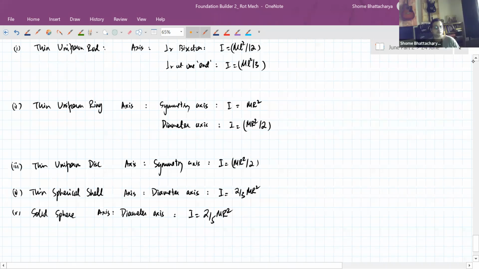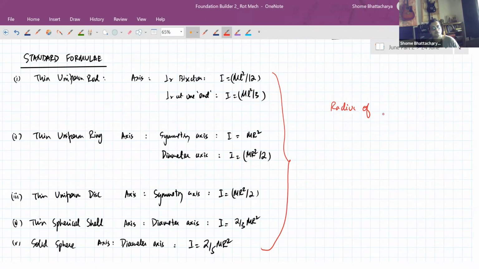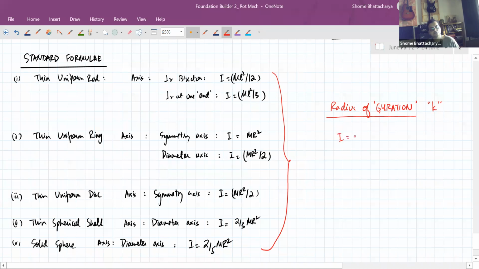2 by 5 mRs. So as you get used to these standard formulae, we will also learn one more term related to moment of inertia, and that is called radius of gyration. Radius of gyration is a term that is used in context of moment of inertia. It is generally denoted with the symbol K, and moment of inertia of a rigid body is given by the formula mk square.